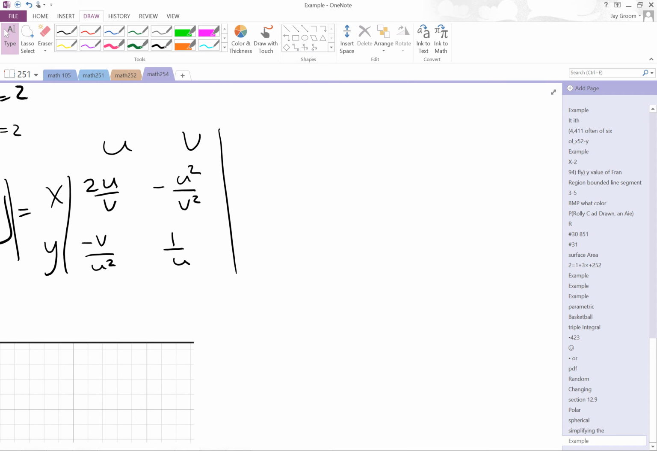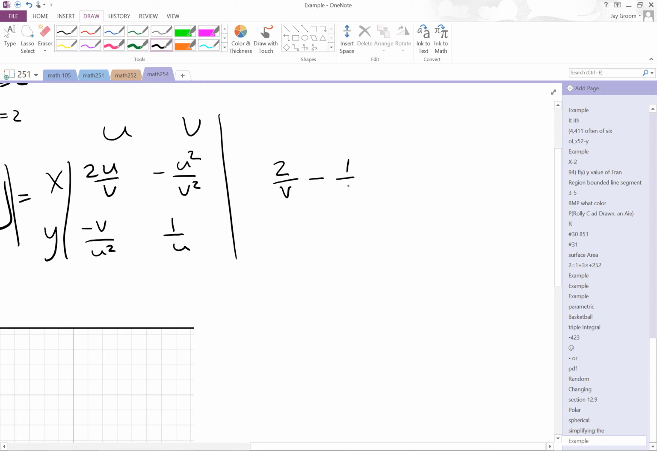Okay. So if you take this times this, you get 2 over v minus, and then this times this, the u squareds cancel out, and it's minus, but there's 2, so they're already positive, so it's going to stay minus, and it's going to be 1 over v. So my Jacobian then is 1 over v.